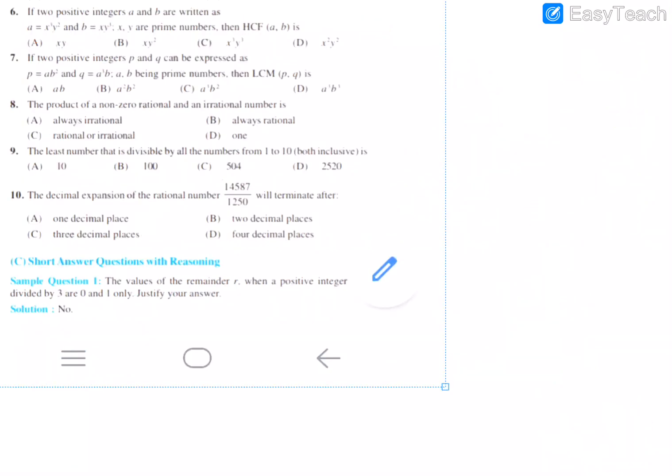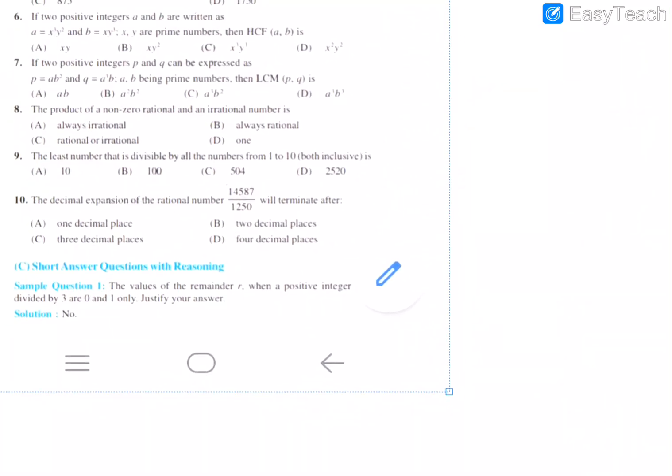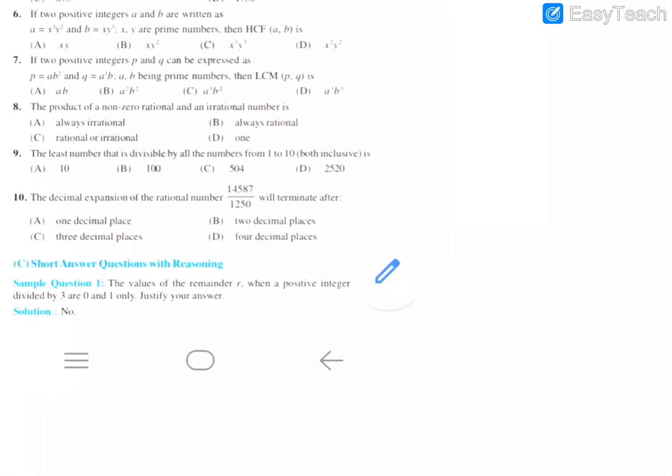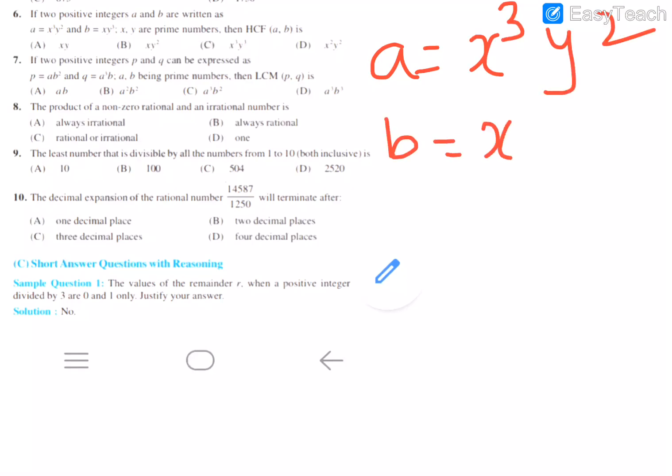So coming to the next question, A is equal to x cube y square and B is equal to x y cube.